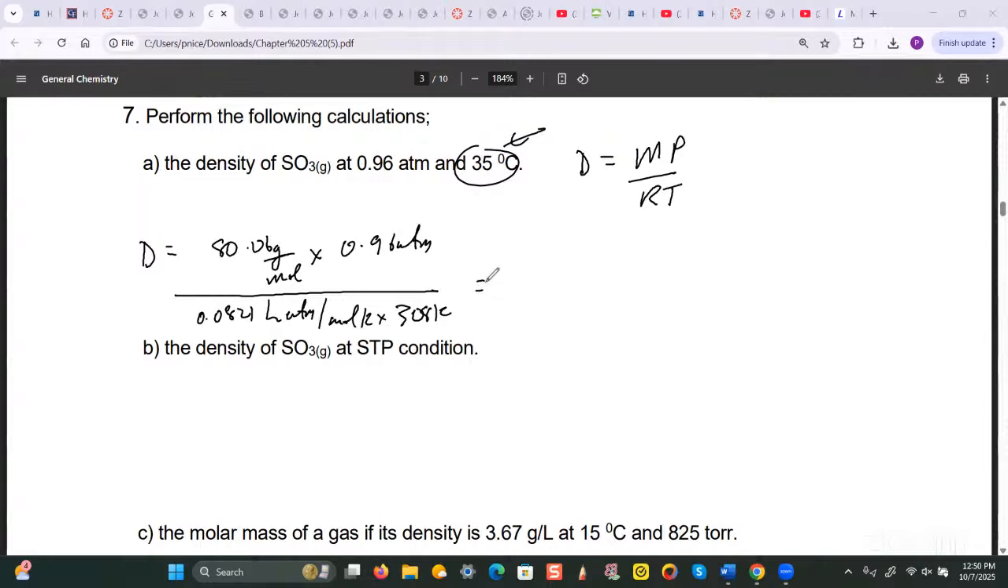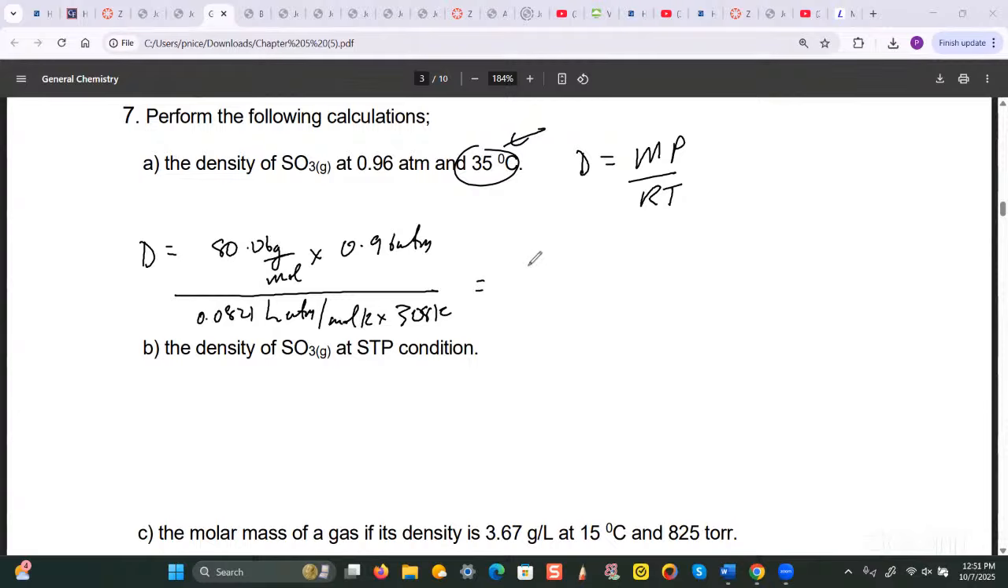So 80.06 times 0.96. And then divide that by 0.0821. According to my calculation, I think I did something wrong. I'll do this: 80.06 times 0.96 divided by 0.0821 times 308. Okay, this looks more like it.